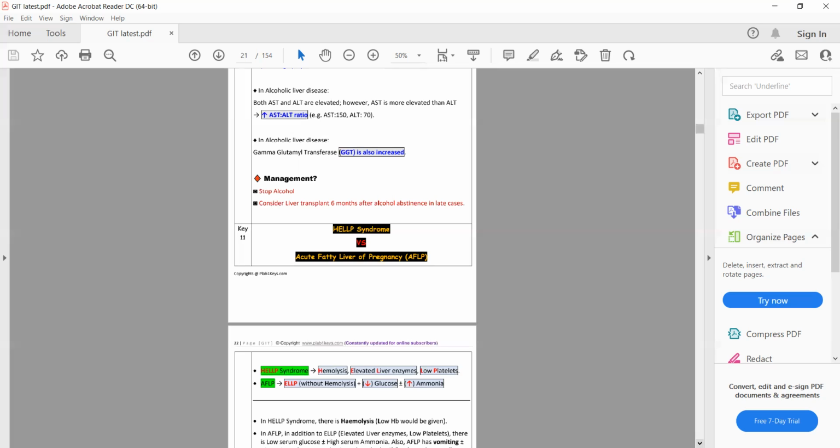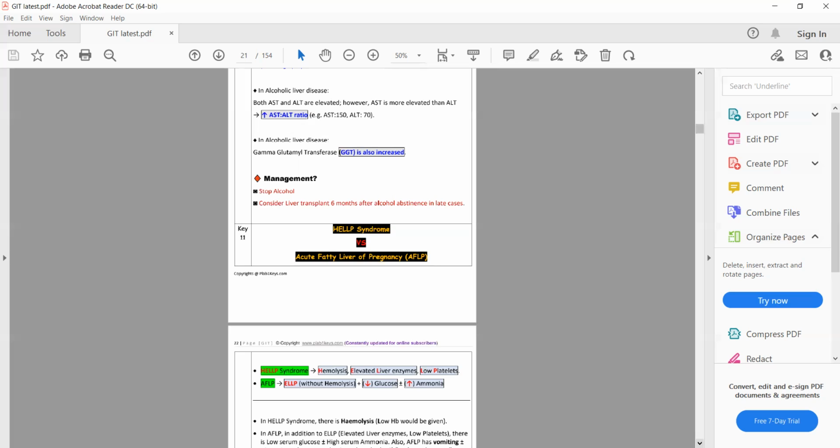So in acute fatty liver of pregnancy, the findings will be abnormal LFTs. In HELLP syndrome, there was hemolysis, while in acute fatty liver of pregnancy, there is no hemolysis, just abnormal or elevated LFTs, low platelets, plus decreased glucose, plus increased ammonia.